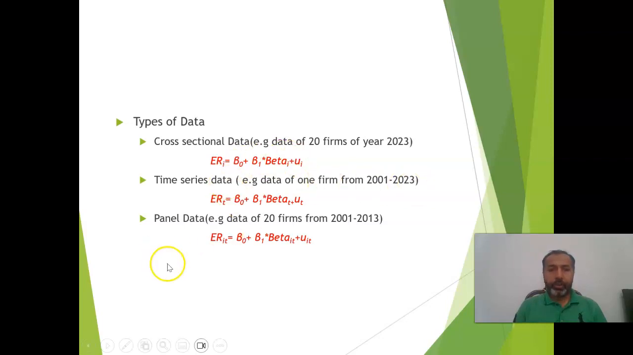The equation of time series regression is written with the subscript T. You can see the dependent variable is the exchange rate with subscript T, and the independent variable, written as beta, also has the subscript small t.